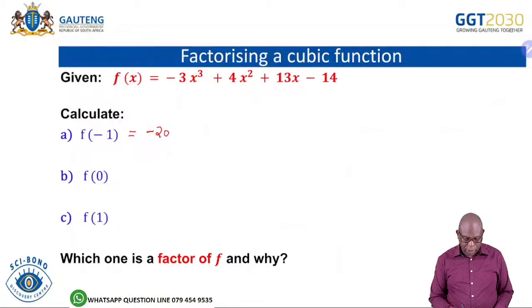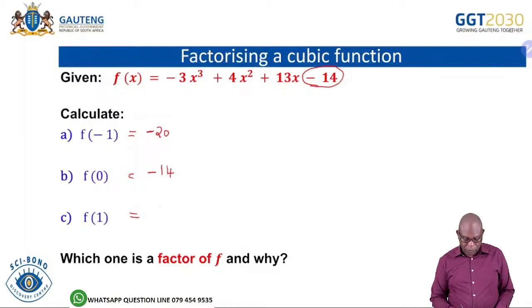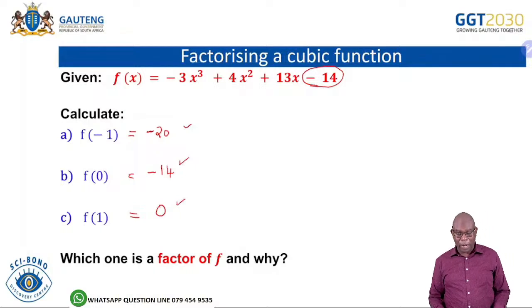You can also try this. Substituting by 0, it's a nice one because it gives me a number without an x. So that will give us negative 14. I substitute by 1, then I get 0. Now the question is, which one is a factor of f and why? If I look at these three here, the only one that gives us a 0 is f of 1. So f of 1 is a factor.